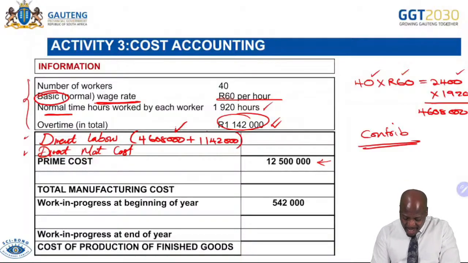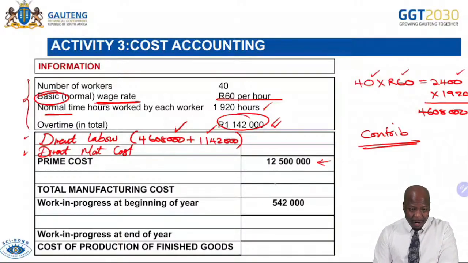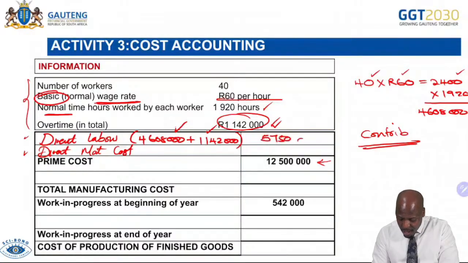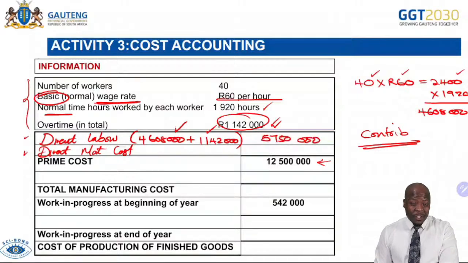Whatever the adjustment comes as, we calculate back to the gross. Once you get the gross, remember the contributions. All right, so let's add these ones. It is your 4,608,000 plus 1,142,000. How much do you end up with? Say it again. 5,750,000. That becomes your direct labor cost.